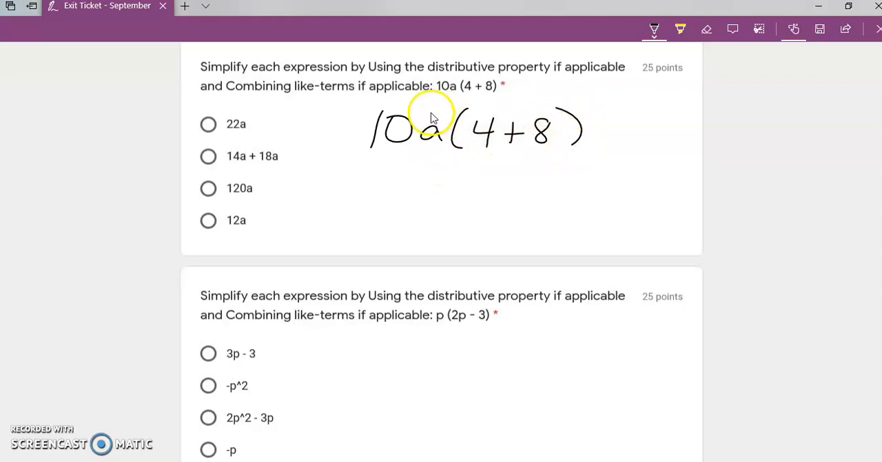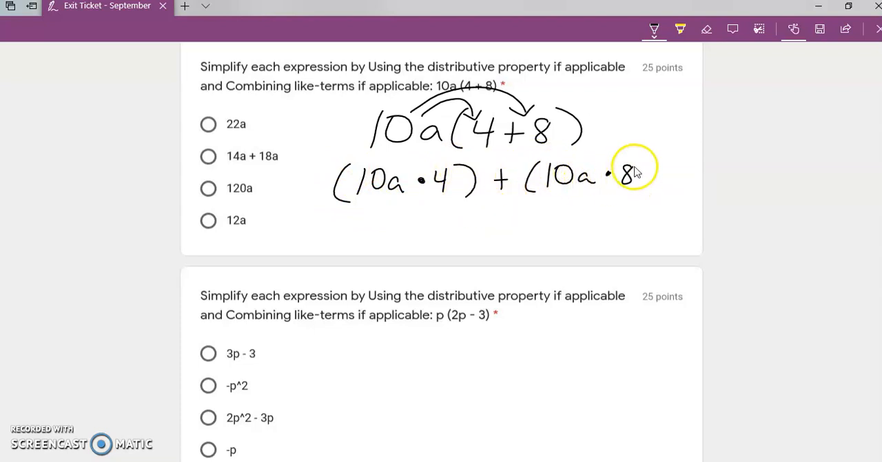So one thing I can do is I can say, okay, this 10a, I'm going to distribute it to the first one, and then I'm going to distribute it to the second one. 10a times 4 is my first group, and then 10a times 8 is my second group. So 10a times 4 is going to be 40a, and then 10a times 8 is going to be 80a.